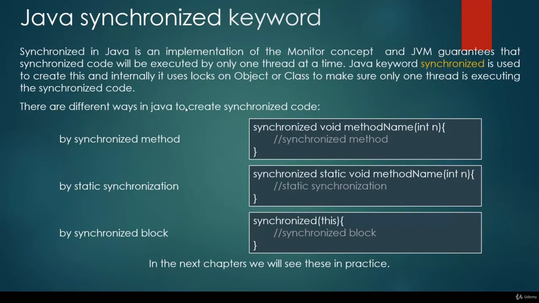There are different ways in Java to create synchronized code. With a synchronized method, we use the synchronized keyword before the void method name, and it means that the method is synchronized, so no two threads can manipulate the method at the same time. We can use static synchronization when the method is static, or we can use synchronized blocks. As you can see, synchronized without a method name is called a synchronized block. With the synchronized keyword, we can make sure that the operations are thread safe, so there is not going to be any data inconsistency.